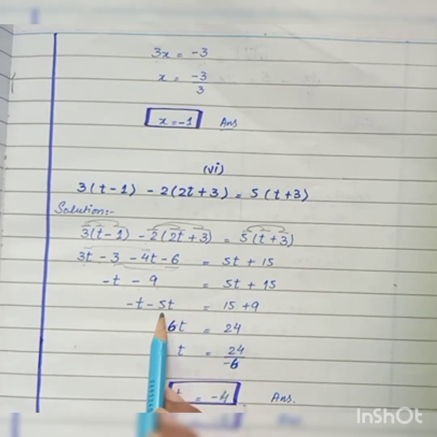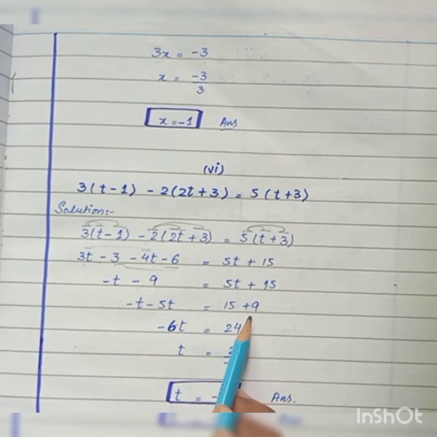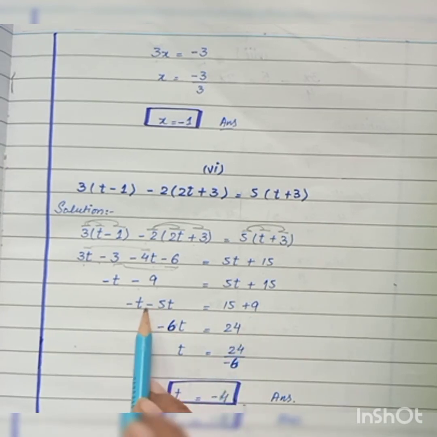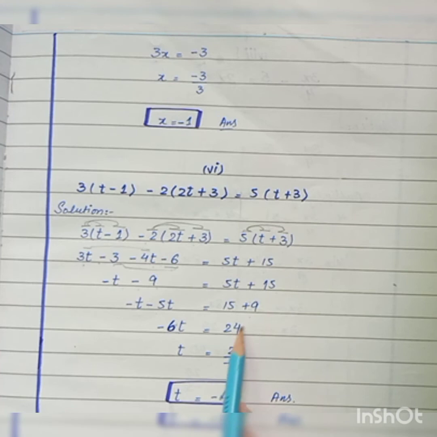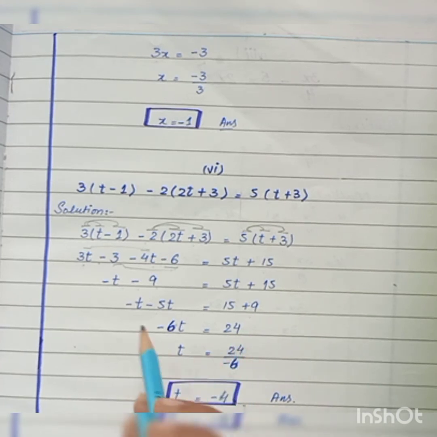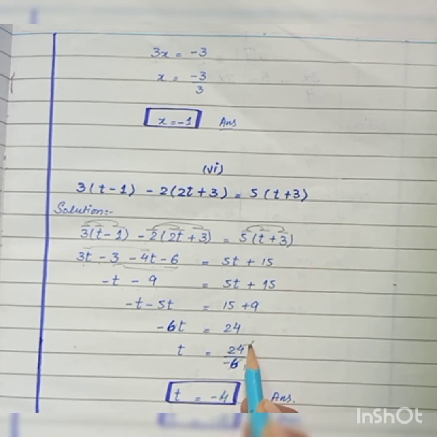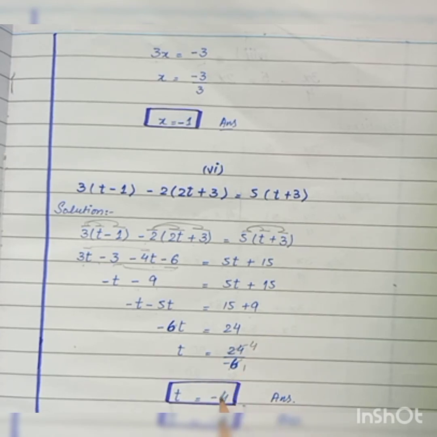So 5t will be subtracted here and minus 9 will get added at another side. Minus t minus 5t gives the answer minus 6t, and 15 plus 9 is equal to 24. Now minus 6 is multiplying here, at another side minus 6 will get divided. 24 divided by minus 6. 6 1s are 6 and 6 4s are 24. So minus 4 is our required answer, that is the value of t.